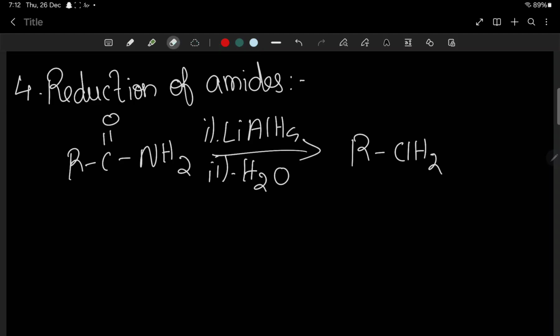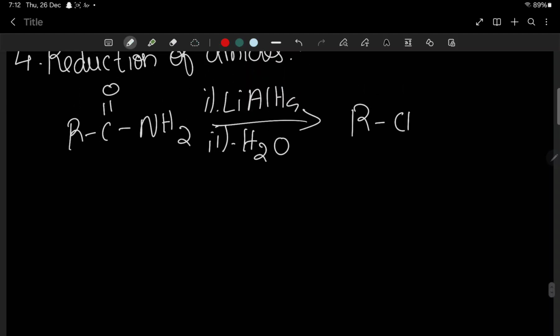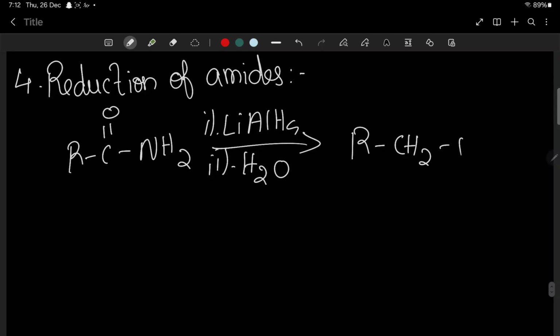What is happening here? The O becomes H. RCH2NH2 we get. Look, these are mostly what? Primary amine preparations. A tertiary amine can only be prepared by which method? Mostly by the ammonolysis method. Okay? Yes. This is reduction of amides.